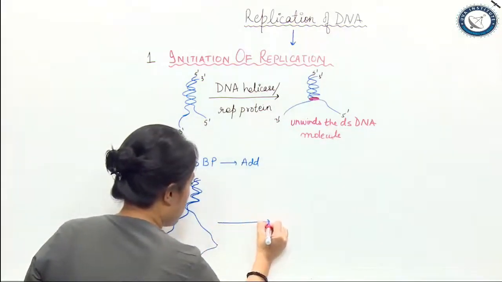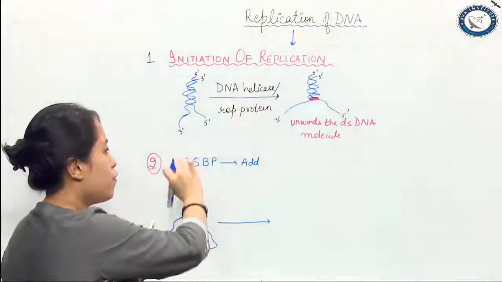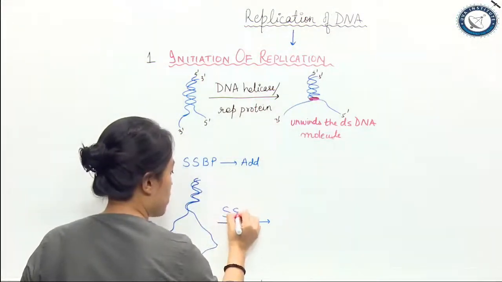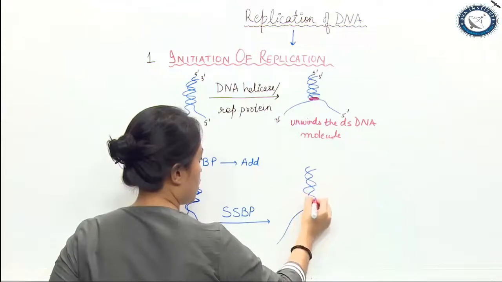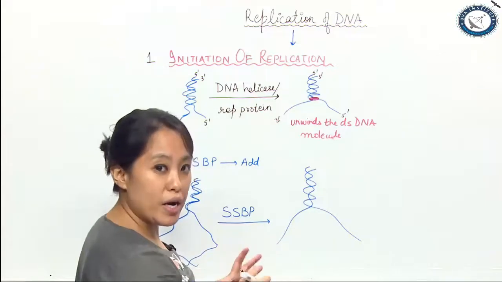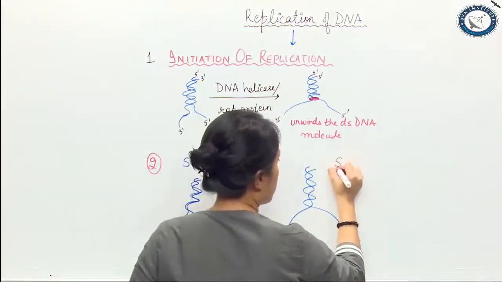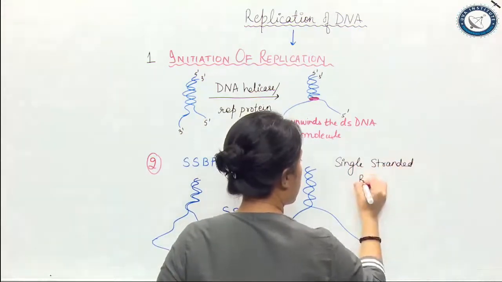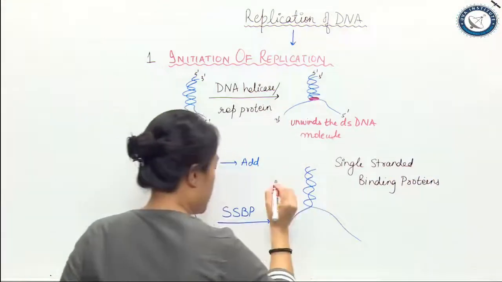What is SSBP? I'll tell you. Guys, you know the orientation, so I'm not going to mention the orientation again and again here. I will just tell you where these proteins are being utilized. So when I talk about SSBP, I'm going to use SSBP here. What is the work of SSBP? SSBP will help in stabilizing the unwound DNA molecule. And the full form of SSBP is single stranded binding proteins. They are being placed here.